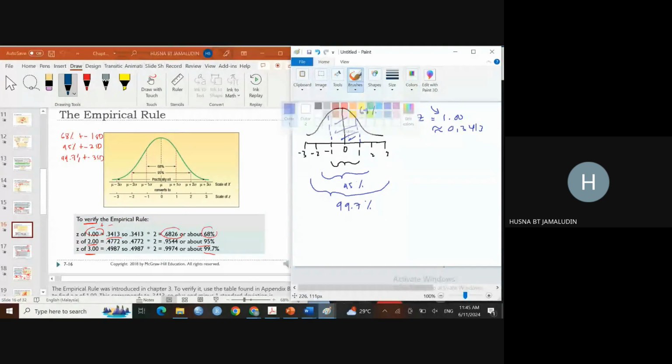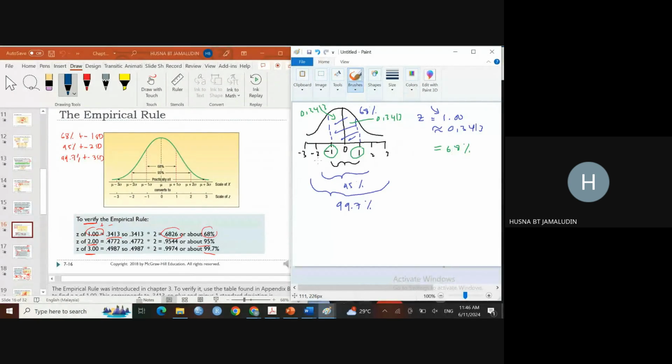You have negative 1 as well as a positive 1. Okay? So according to the Z rules, negative 1 is 0.3413 and positive 1 is also the same, 0.3413. So you add these two and you will get 68%. So basically it is the same as the empirical rule.